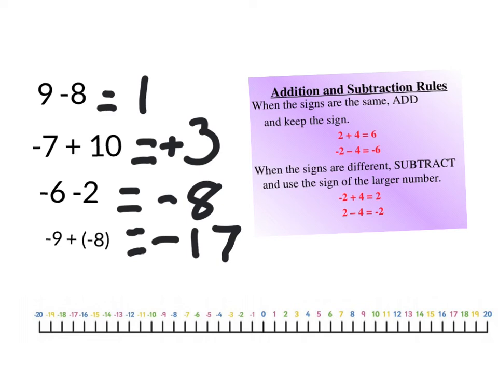The reason that works is because we're going to start at negative 9, and it says to add. When we see add, usually we move this way. But because it's adding a negative number, we're actually going to do the steps in a negative way. So yes, it's adding, but we're going to do it in a negative way. So adding negative 8. 1, 2, 3, 4, 5, 6, 7, 8. All right, and that is negative 17.